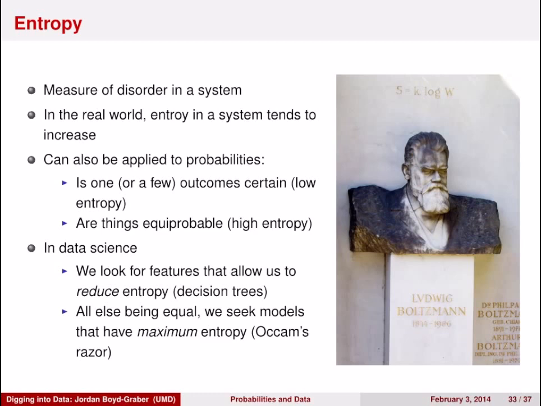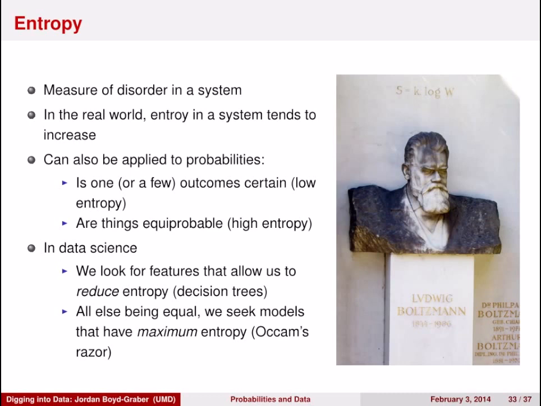Entropy is a term that comes from physics. And in physics, entropy is the measure of the disorder in a system. One fundamental law of physics is that the entropy in a system tends to increase over time. But this concept can also be applied to probability. If all of your outcomes are equiprobable, then there is a lot of disorder in the system and you have high entropy.